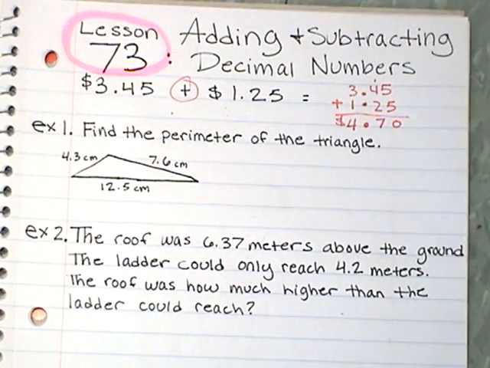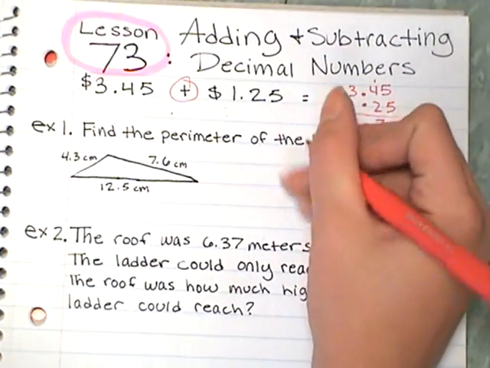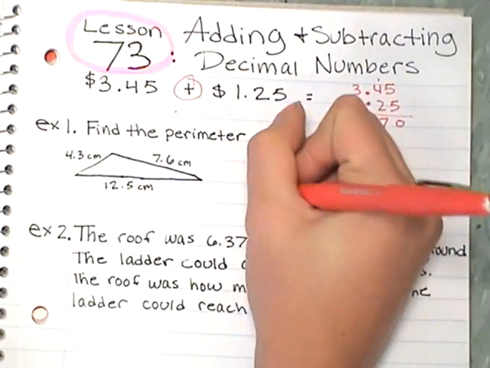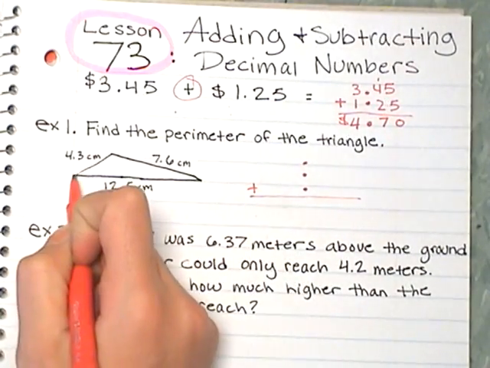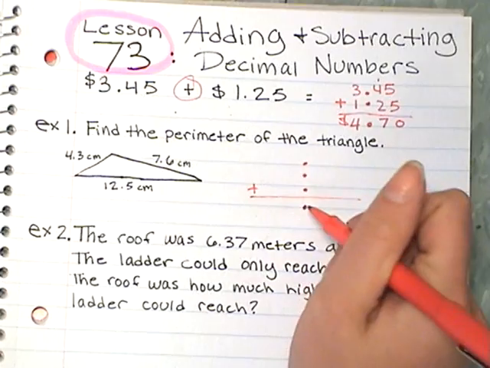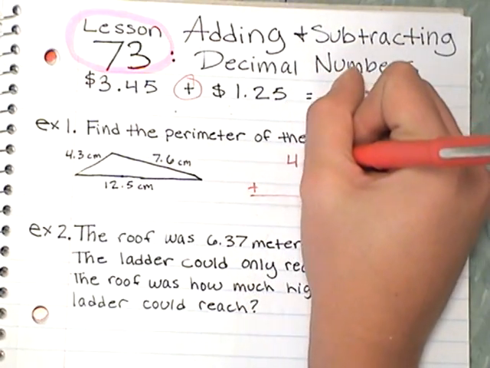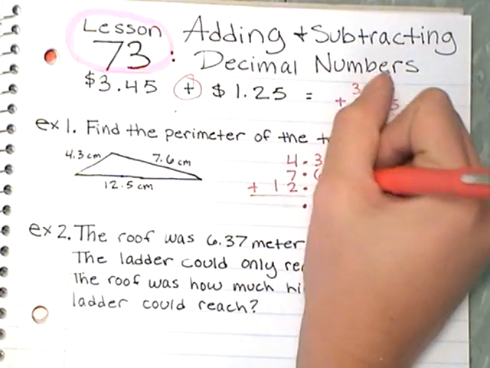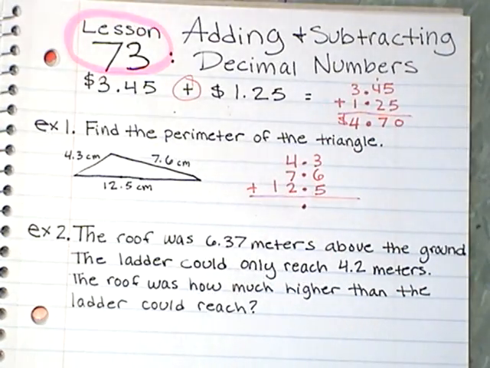Alright, so when you find the perimeter, we kind of talked about this yesterday, the perimeter is the outside of the shape, and we want to find the perimeter of the entire triangle. I'm dealing with three different numbers, so I'm going to go ahead and write my three different decimal points, and I'm adding, because I want to find the perimeter, this side plus this side plus this side. I'm going to go ahead and put my decimal point in my answer. So 4.3, 7.6, and 12.5. These are all tenths. We're dealing with tenths. So go ahead and try and add them up by yourself.